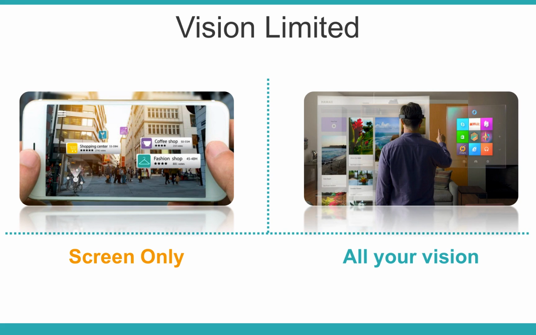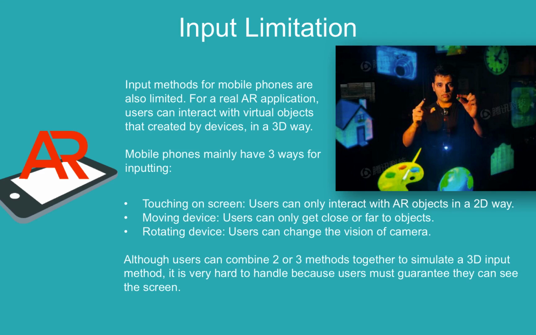Real AR should have the same vision as users' eyes, so that users can have a real feeling that the real world is augmented, instead of only the small world in the screen. In this case, mobile is not a good device for AR applications unless additional devices like glasses are used.